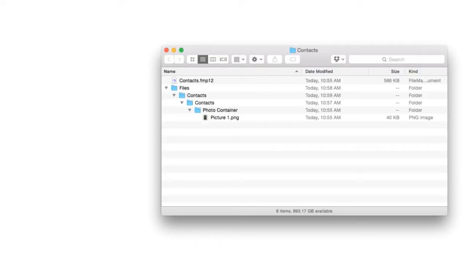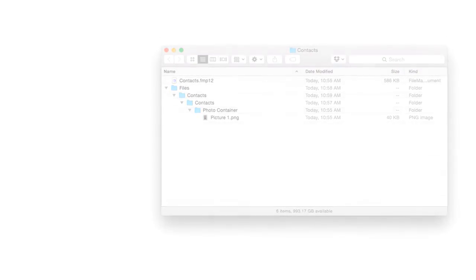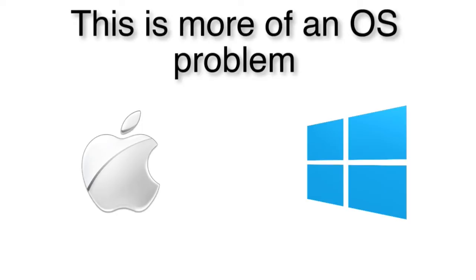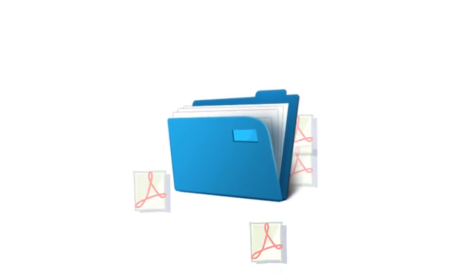Here's the problem. And this is not a FileMaker problem. This is an operating system problem. Mac computers, Windows computers, pretty much all computers do not like to stick thousands and thousands of files into a single directory, right? Or a single folder. Imagine that you have PDFs and you have a single folder.